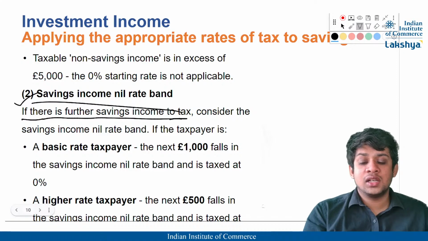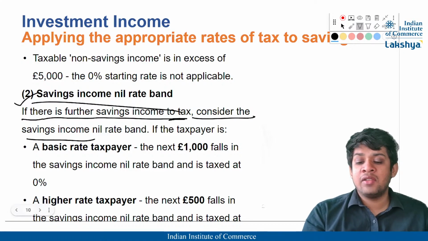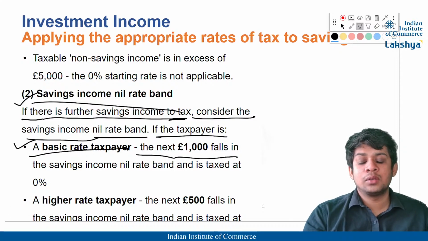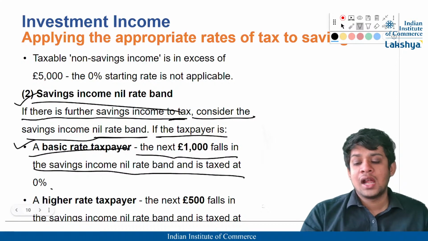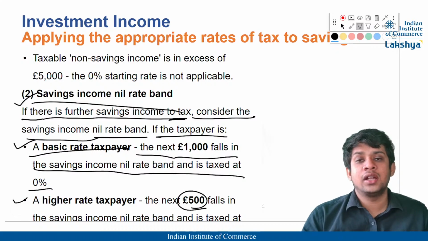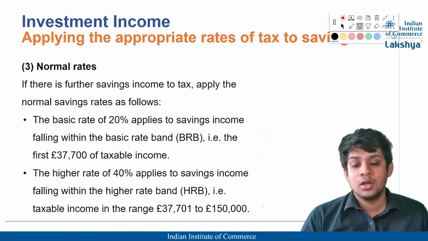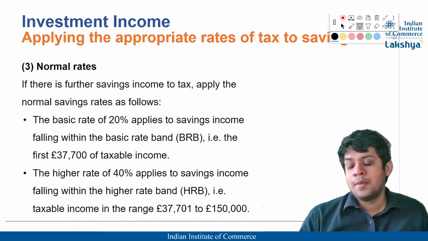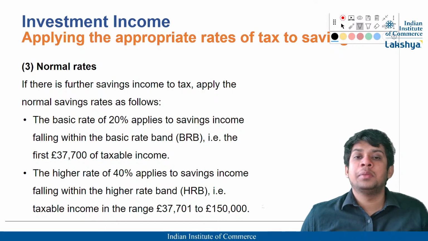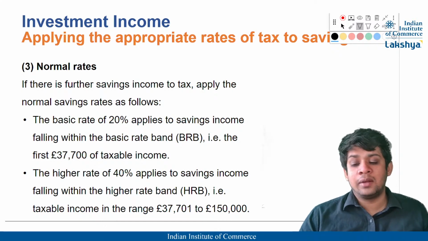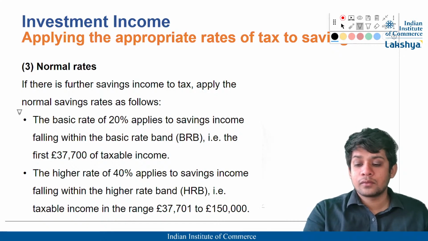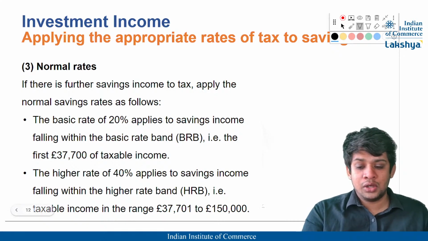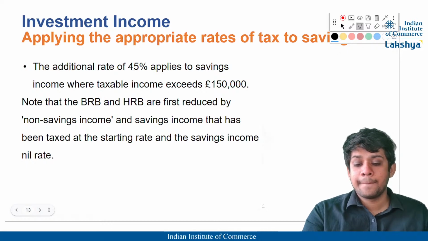If there is further savings income to tax, consider the savings income nil rate band. If the taxpayer is a basic rate taxpayer, the next £1,000 falls in the savings income nil rate band and is charged at 0%. And if the taxpayer is a higher rate taxpayer, then he will get a nil rate band of £500. Okay, and if he is an additional rate taxpayer, that means his income is more than £150,000, then in such a case, obviously, he will not be getting any sort of nil rate band. Okay, we don't need to go through this because we already know it.